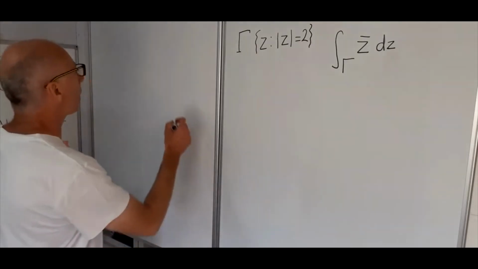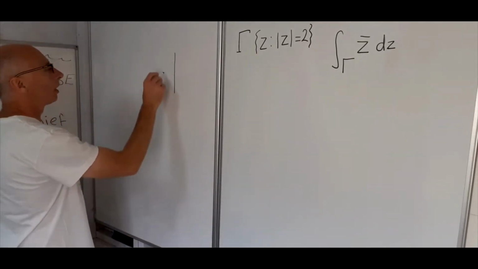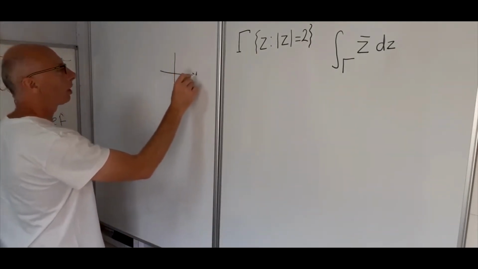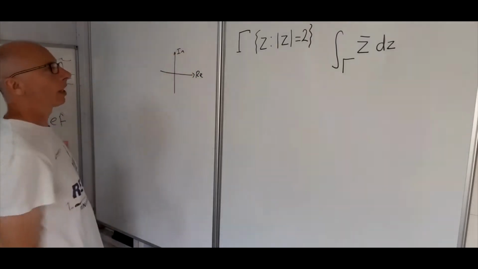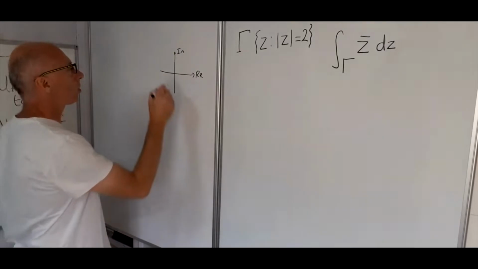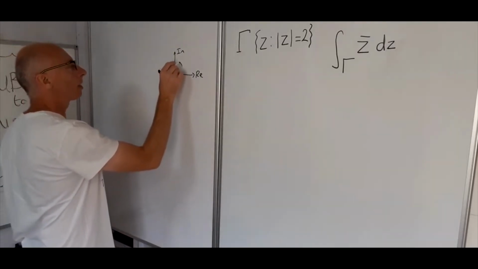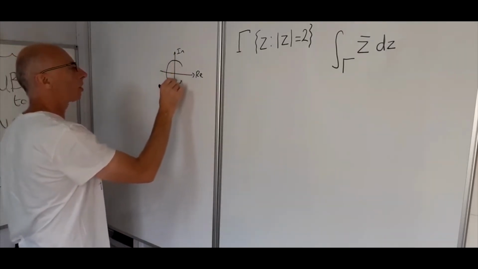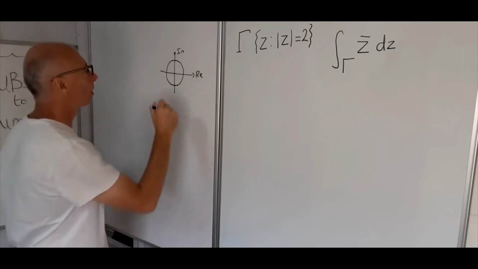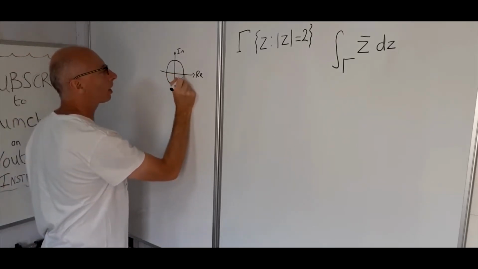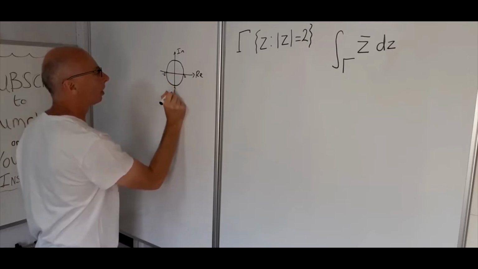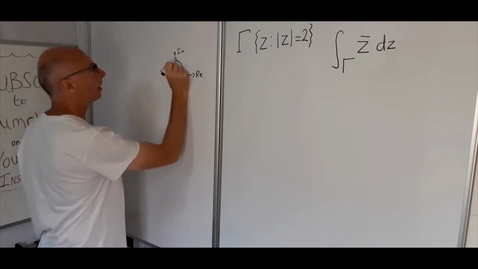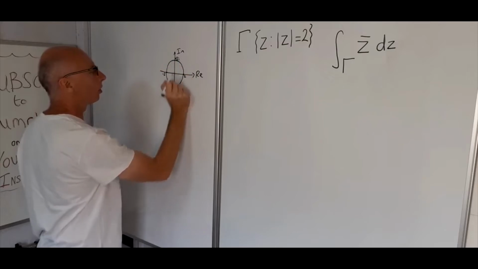So if we draw that here on the Cartesian coordinates, the Cartesian graph, if the modulus of z is always 2, basically what we've got is a circle with radius 2. So I could just draw this here, that would be 2, that would be minus 2, minus 2i, and then plus 2i.